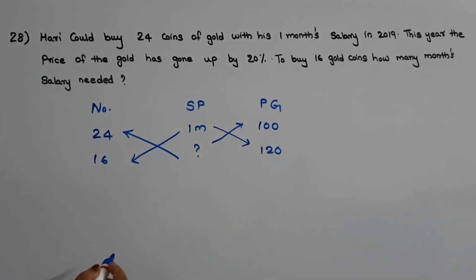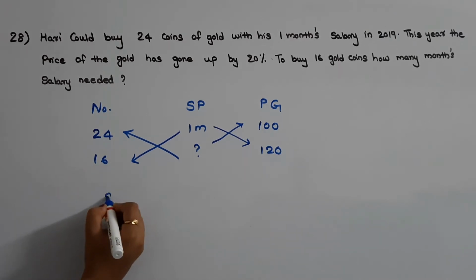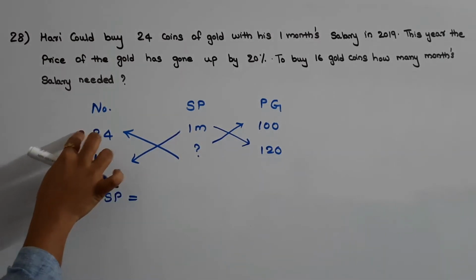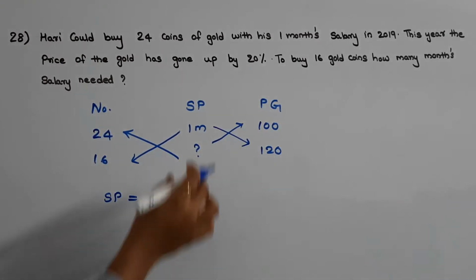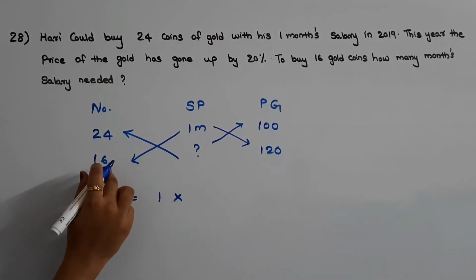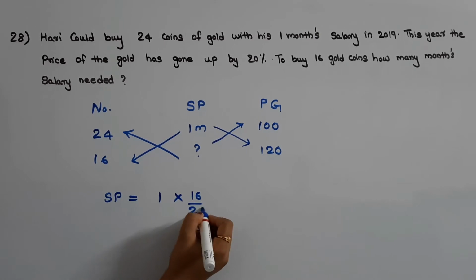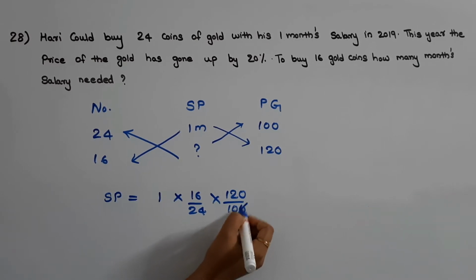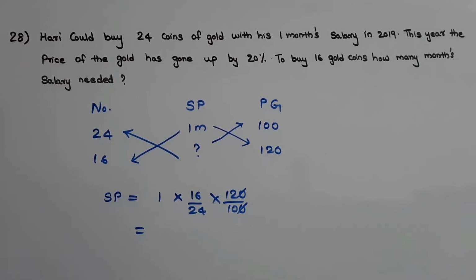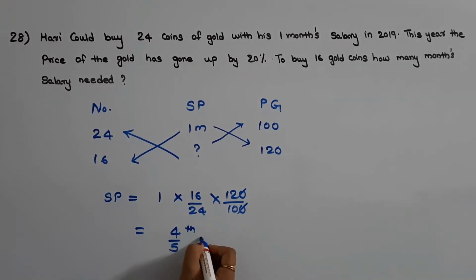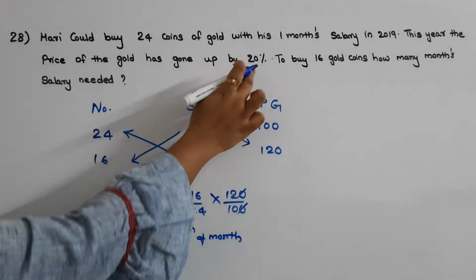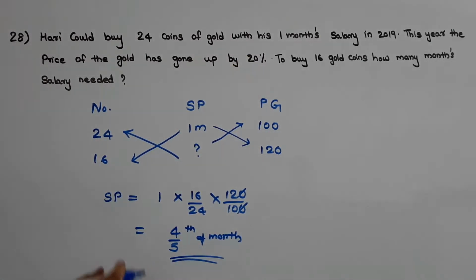Now, what will be the new salary period? New salary period will be equal to this 1 month into 16 by 24 into 120 by 100. On solving this, you will get the answer as 4 by 5. So in 4 by 5th of the month, he could buy 16 gold coins when the price has increased by 20%. So this is the answer.